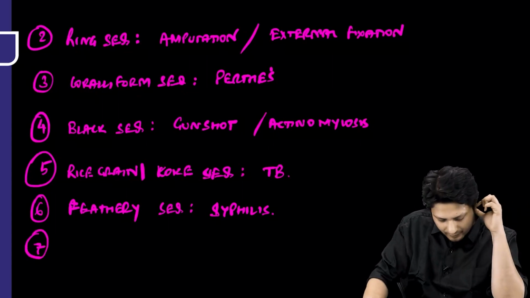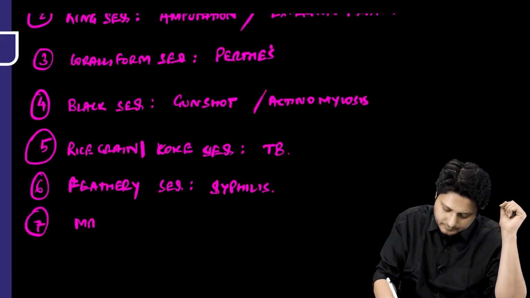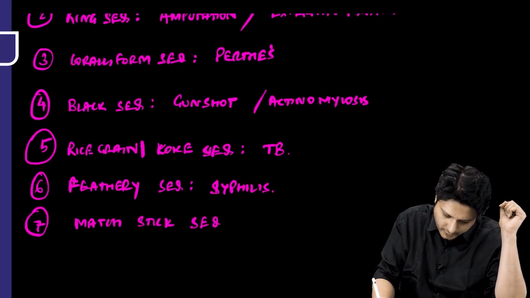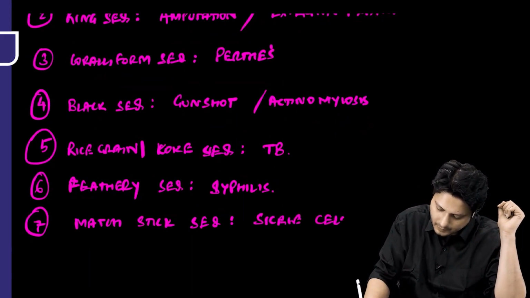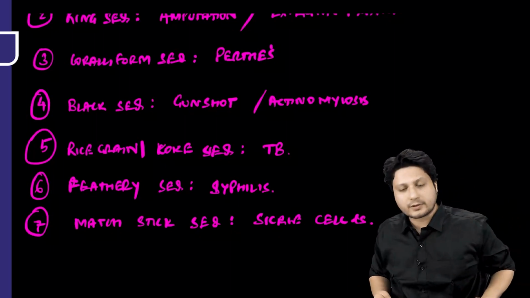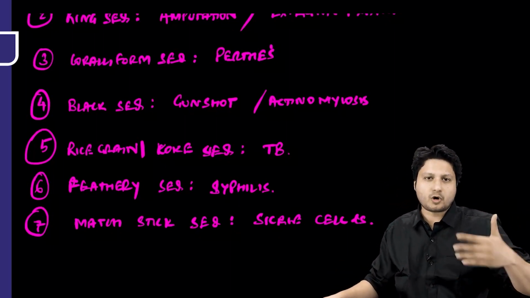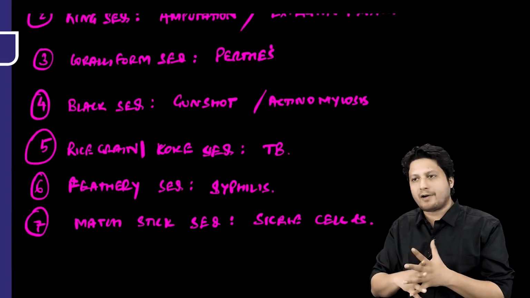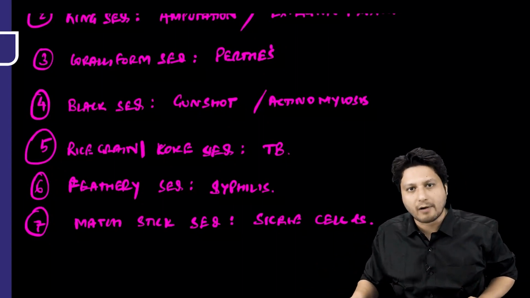Then we have matchstick sequestra, which is considered to be a feature of sickle cell disease. So at least these are the names of the sequestra that you have to remember. There are multiple other kinds of sequestra, but most commonly they have asked coke sequestra, feathery, ring sequestrum, and pencil tubular sequestrum in the form of a one-liner. So this much you need to remember as far as the principles of amputations are concerned.